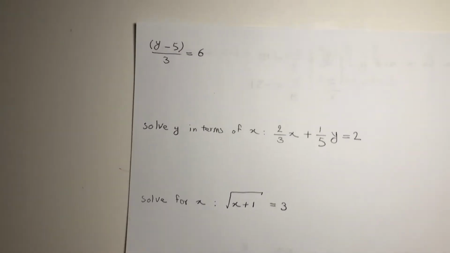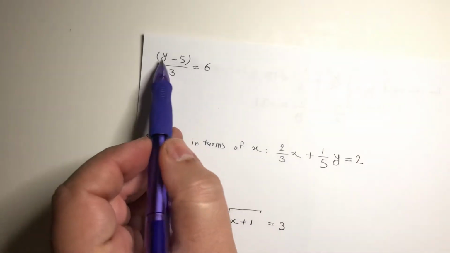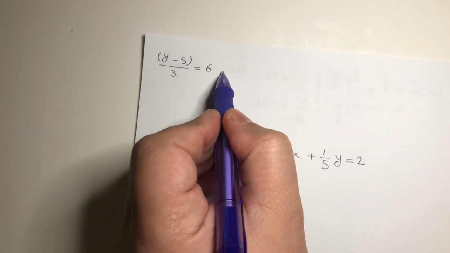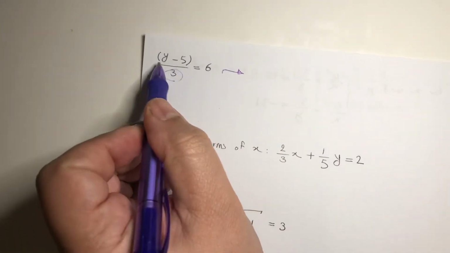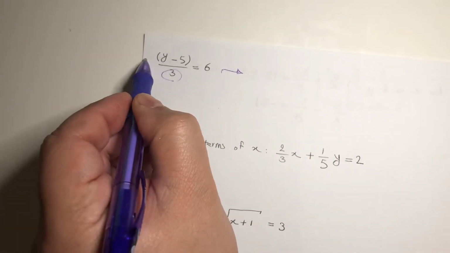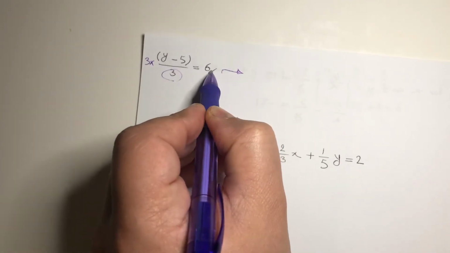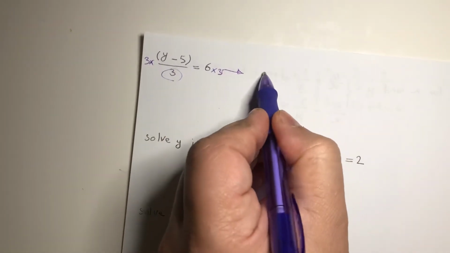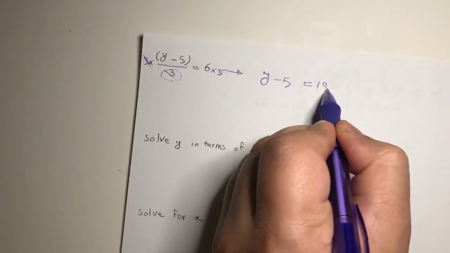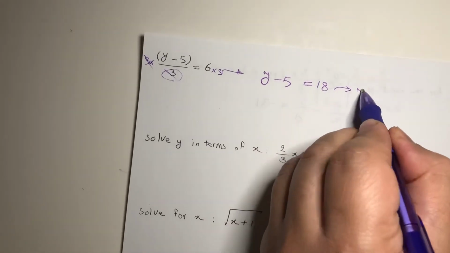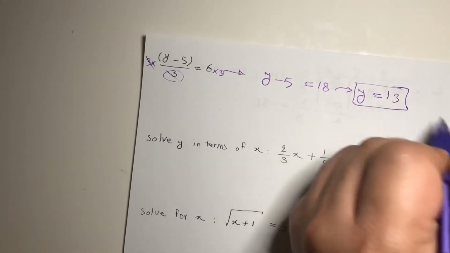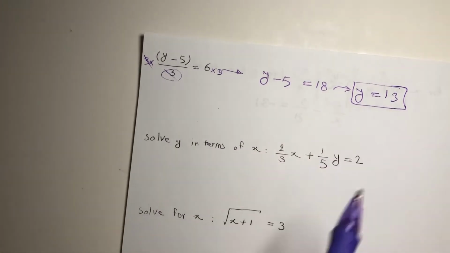Okay, let's look at this example here. y minus 5 over 3 is 6. We have to get rid of the denominator, so we multiply both sides of this equation by 3. So 3 multiplied by this equals 6 multiplied by 3, right? Then we have y minus 5 equals 18. That means y equals 18 plus 5, that means 23, right? Easy.